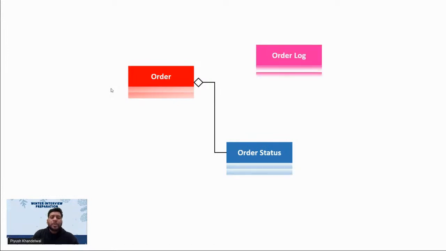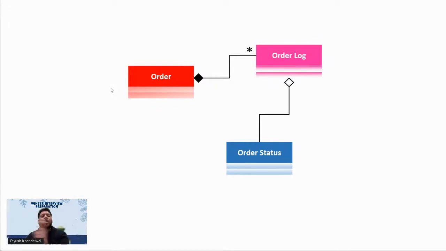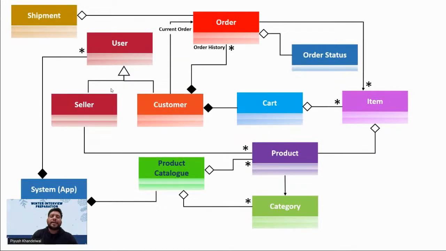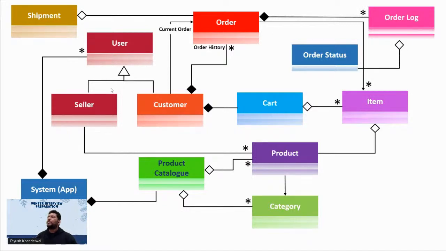Earlier we were showing it like that, but now we need to create an order log, and we'll say order log consists of order status. Every order log will have the date and order status, and the order will consist of the order logs. It will have multiple order logs. Whenever the state is changed, we will maintain the log for that. So we need to reflect this change in our class diagram. So we create one new class which is order log. We remove this and the order log has order status now.